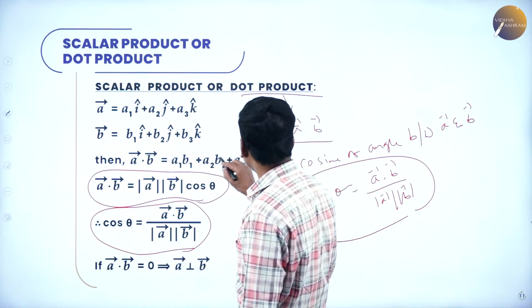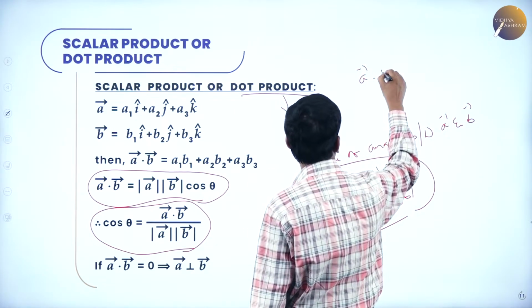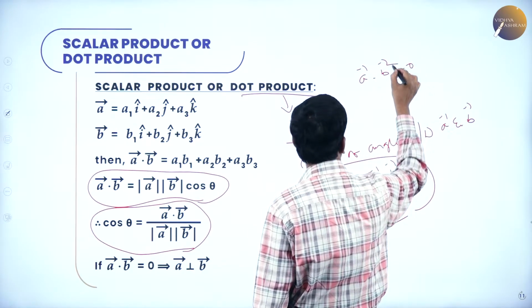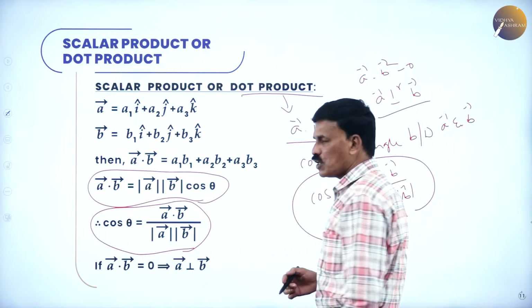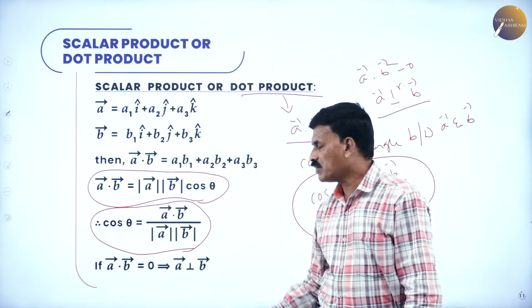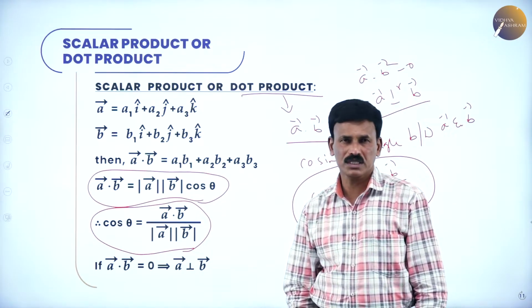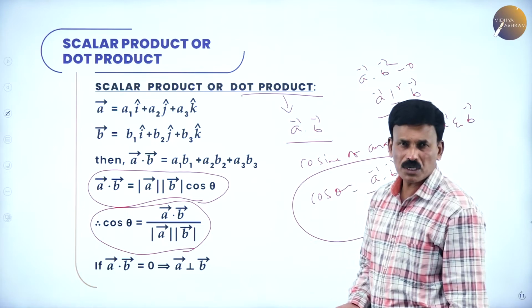Suppose the dot product A dot B is equal to 0, then vector A is perpendicular to vector B. If the dot product is equal to 0, then the vector A is perpendicular to vector B. Okay. Now, let us come to a problem.